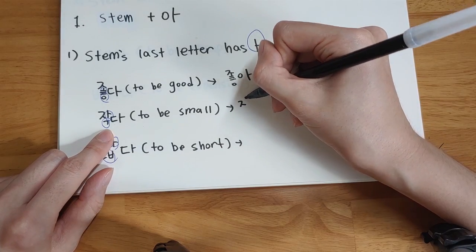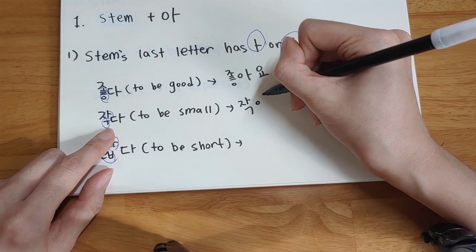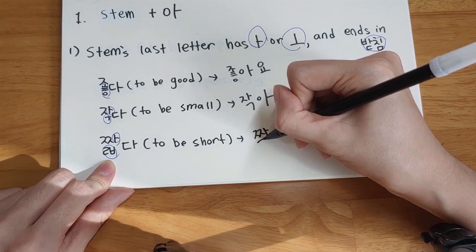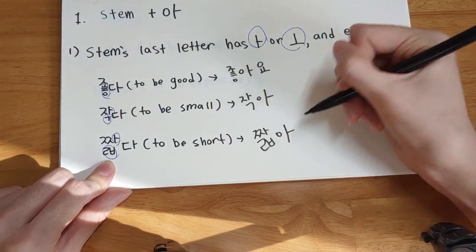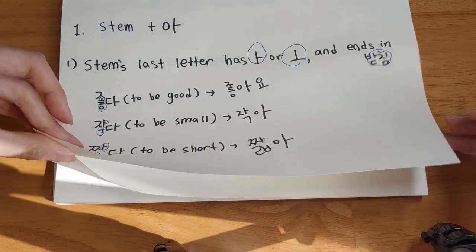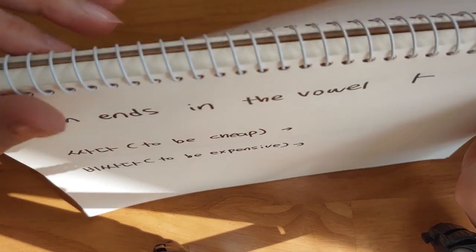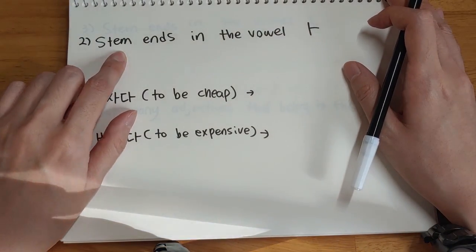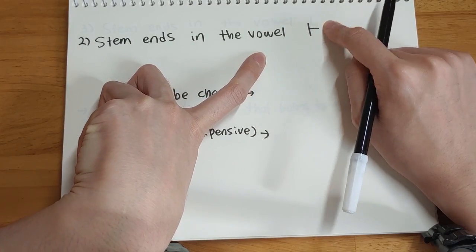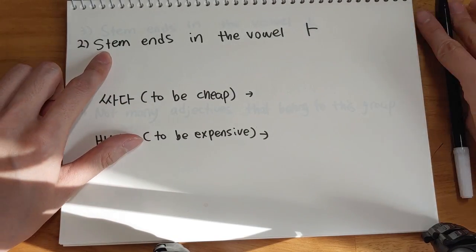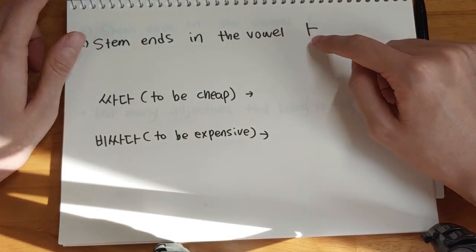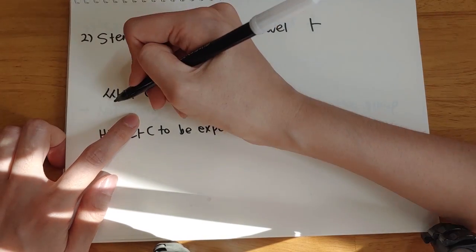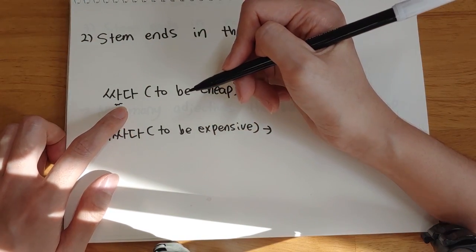And 작다 as well, it becomes 작아. And 짧다 becomes 짧아, right? 짧아. So this one's not that difficult. And moving on to the second subgroup, when the stem ends in the vowel 아. So it means the stem doesn't end in 받침 and just in 아. So words like 싸다, it only has an 아 vowel, no 받침, right?